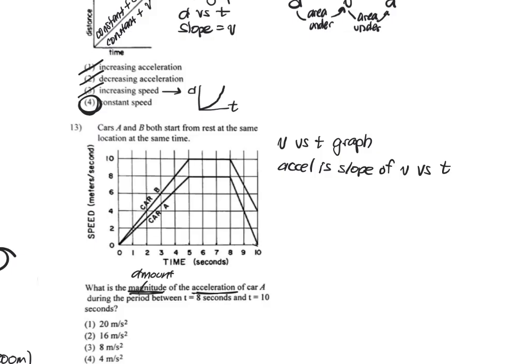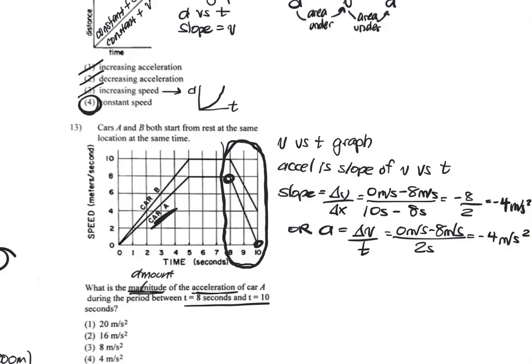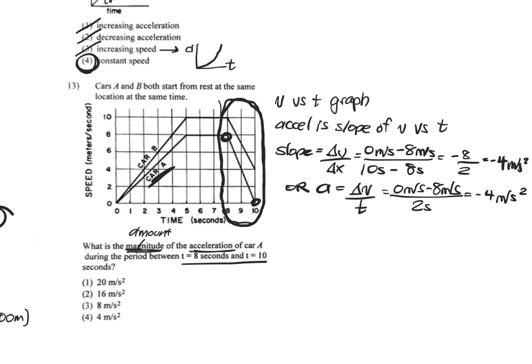Acceleration is the slope of the v versus t graph. So they're asking between 8 and 10 seconds. We're looking from 8 to 10 seconds, and it's asking what is the acceleration of car A? Car A is the lower graph, so going from here to there, looking at the slope. I took the slope, or I could just do delta v over t to get acceleration. In either case, I get negative 4 meters per second squared. And what is the amount of it? The negative is not going to matter. This is going to be choice 4.